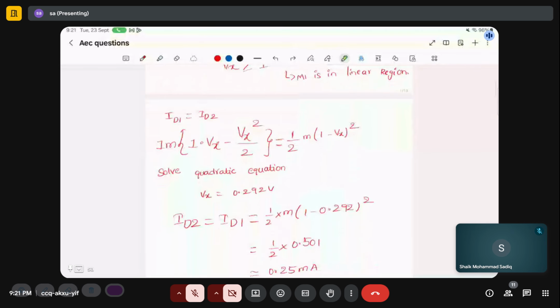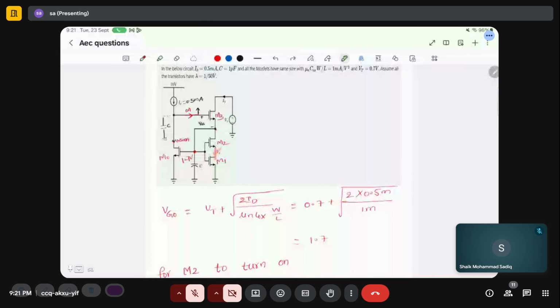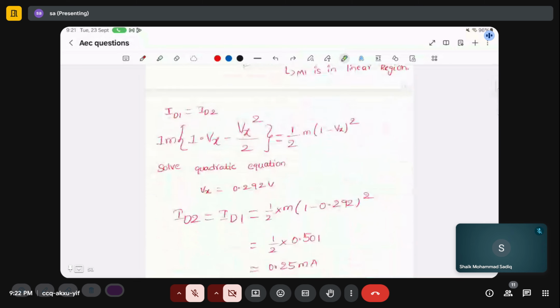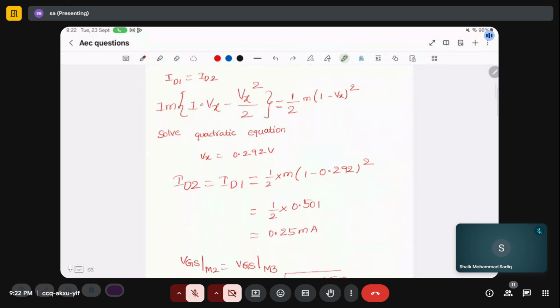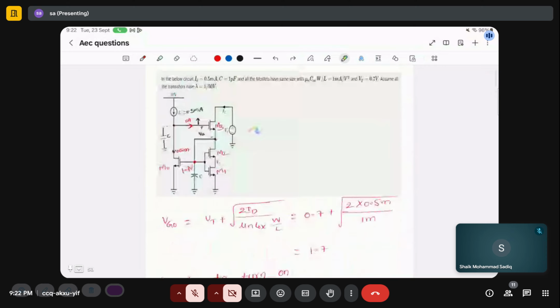So from this you can get the node potential Vx by applying KCL. M1 and M2 are in series, so you can apply KCL and write current equations: this is the triode equation, this is the saturation equation. You will get a quadratic equation, and if you solve it, you will get Vx as 0.292 volts. From this, we can find out the current flowing in transistors M1, M2, M3.